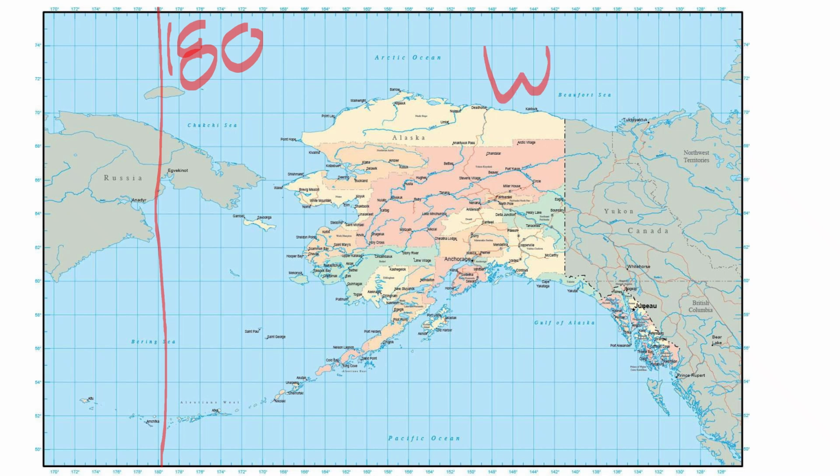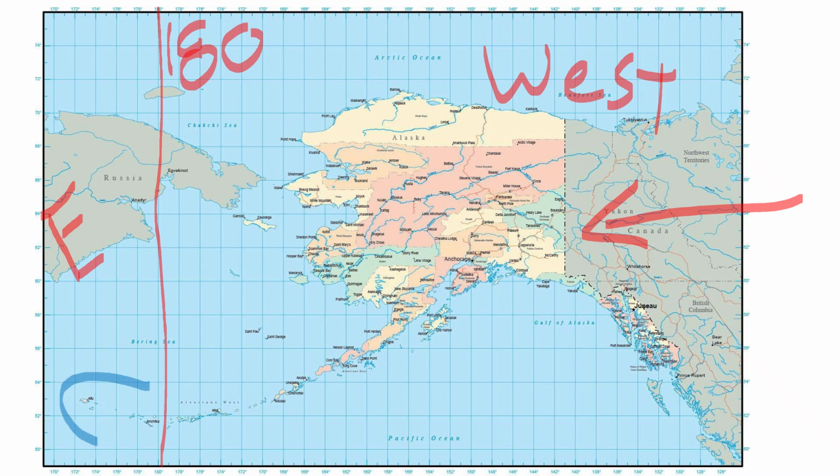So all of this here is the western hemisphere. We've gone this way. We've gone west from the prime meridian. Well, over here, we're in the eastern hemisphere. And what's true about Alaska is that there is some of Alaska that is actually in the eastern hemisphere. So a little bit of funky trivia about latitude and longitude is that Alaska is technically the westernmost state in our country, and it is actually the easternmost state in our country.